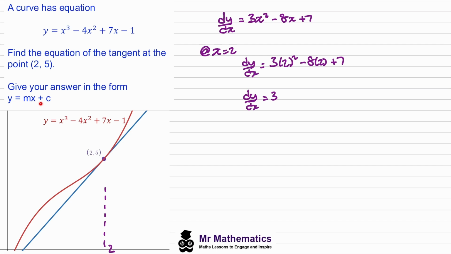And to write it in this form, y will equal 3x plus c. And we can work out the value of c using the x and y coordinates of where the curve intersects the tangent. So we'll substitute in y equals 5. That will equal 3 lots of x, which is 2, plus the constant. So c will equal negative 1. So the equation of our tangent is y is equal to 3x minus 1. Okay, let's try another example.